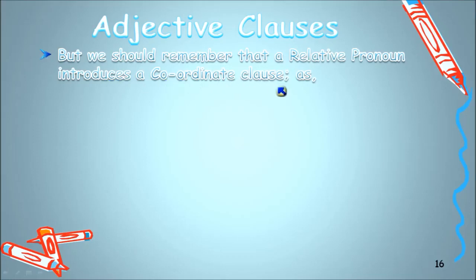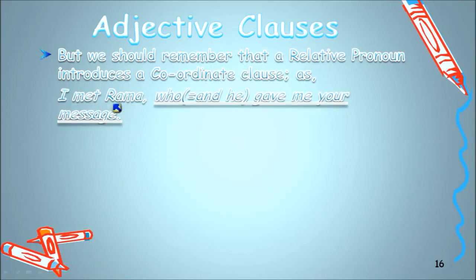But we should remember that a relative pronoun can introduce a coordinate clause. This is very vital. How? "I met Rama, who, that means and he, gave me your message." If we read out the sentence, "I met Rama, who gave me your message," here who isn't only introducing a relative clause. Rather, who is used here to mean "and he." So the result is a coordinate clause and not a subordinate clause, and the sentence is a compound sentence.